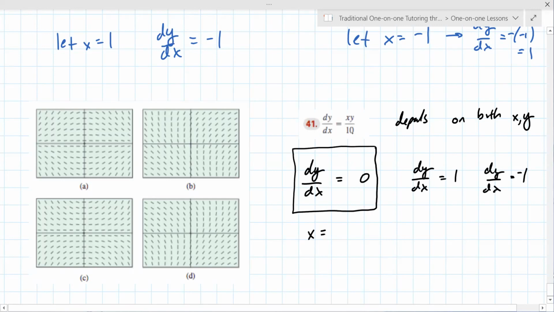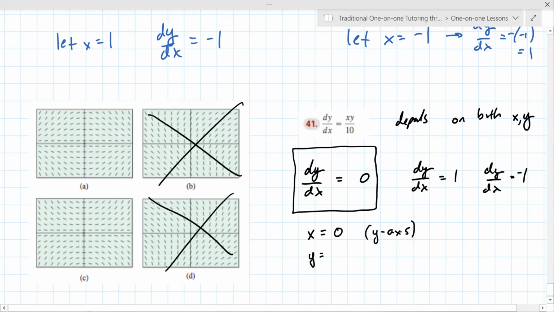So for what values of x is x times y over 10 equal to 0? When x is 0, right? If x is 0, y could be anything because 0 times y is 0, and 0 over 10 is 0. So x equals 0 occurs along the y-axis. Do you see here how A along the y-axis has a slope of 0, and same with C? So these are out.